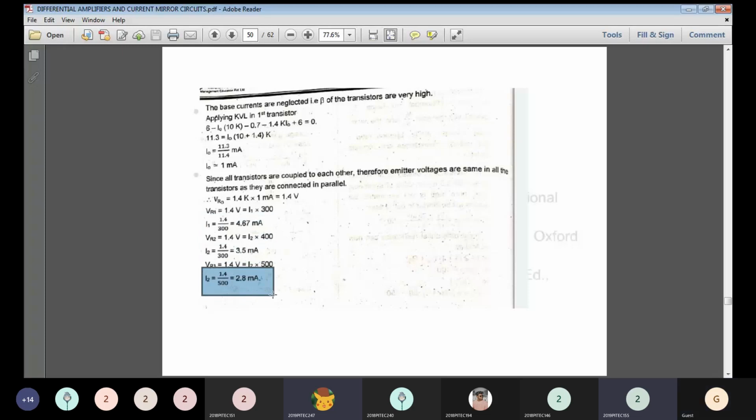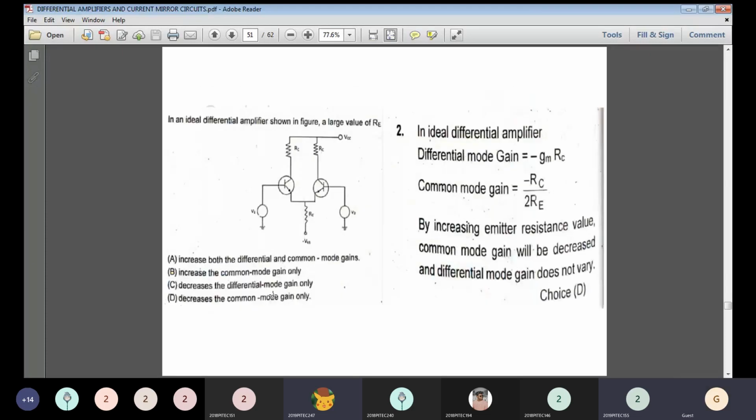Okay. So this is the next question. In an ideal differential amplifier shown in the figure, a large value of Re. So what type of configuration is this? This is a differential amplifier with the dual input V1 and V2 and balanced output case.